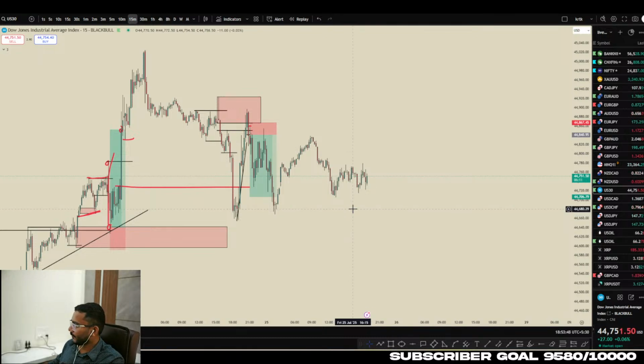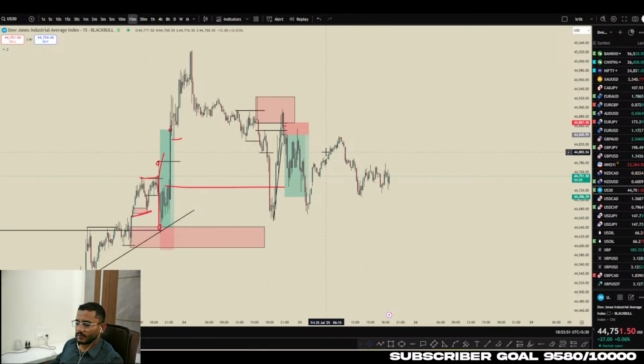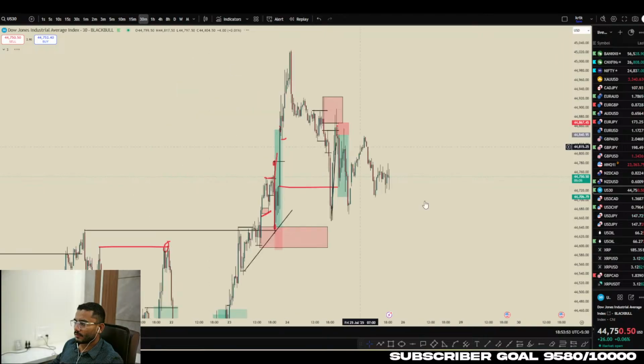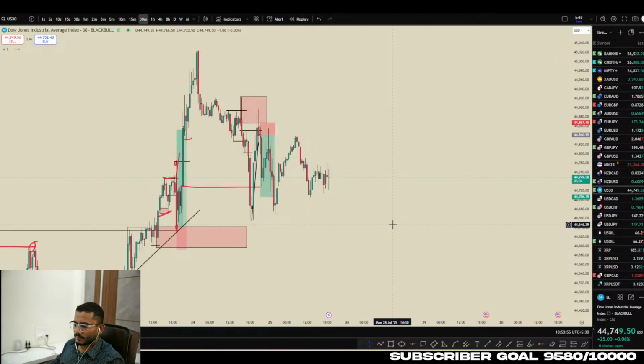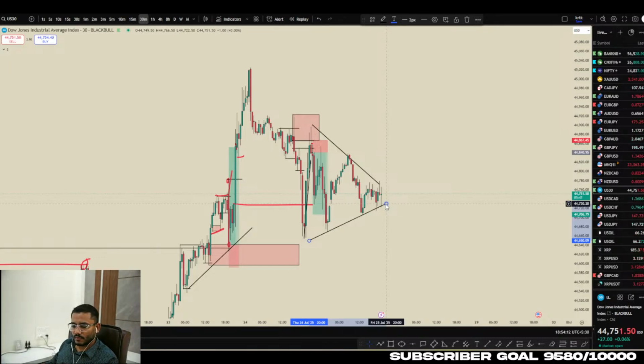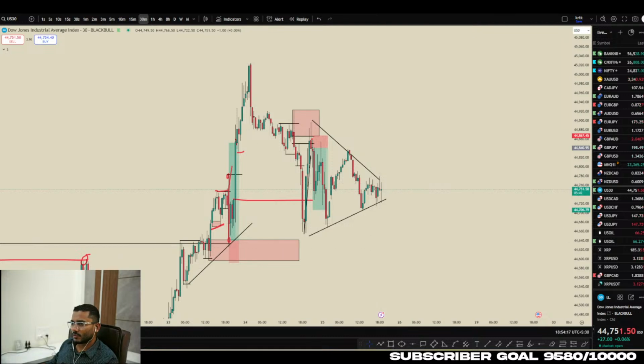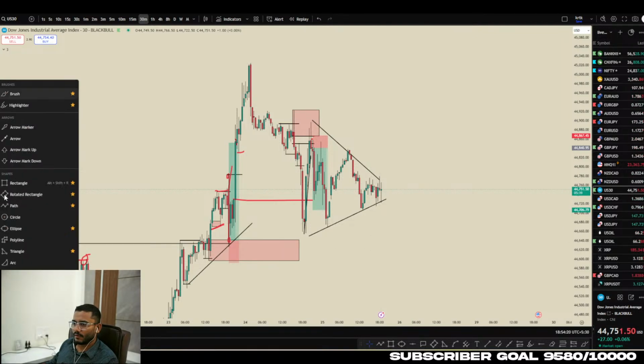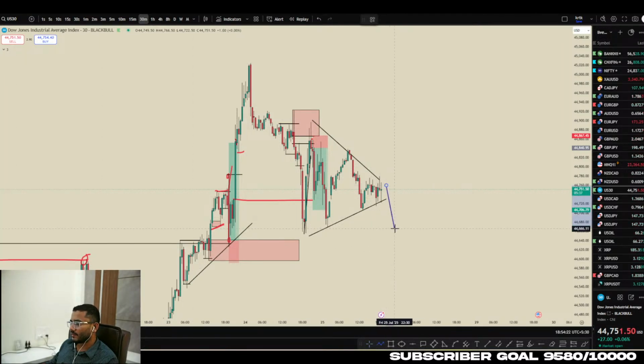Okay, so right now, as we can see, price has created this trend line liquidity. So we can expect a bullish move or a bearish move. So we want price to sweep some kind of liquidity, so we can look for in which direction price can continue.